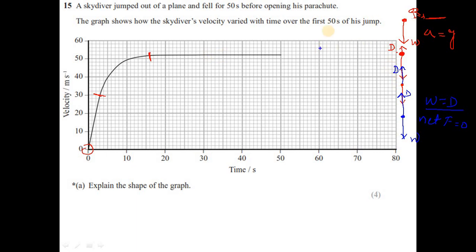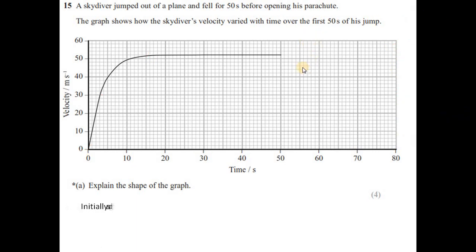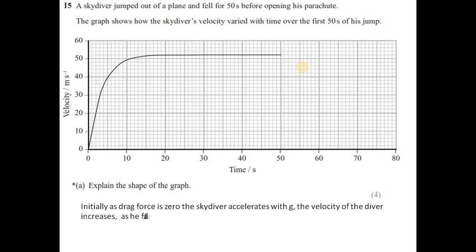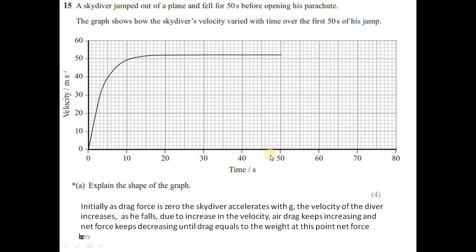Okay, so that's how you can write all the points. See if you can understand. Initially, as drag force is zero, the skydiver accelerates with g. The velocity of the diver increases as he falls. Due to the increase in velocity, air drag keeps increasing and net force keeps decreasing until drag equals the weight. At this point, net force becomes zero, so the diver keeps falling with a constant velocity called the terminal velocity.